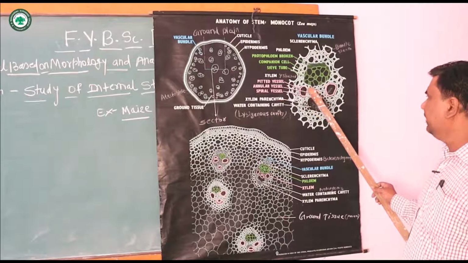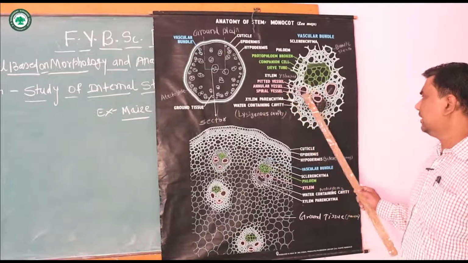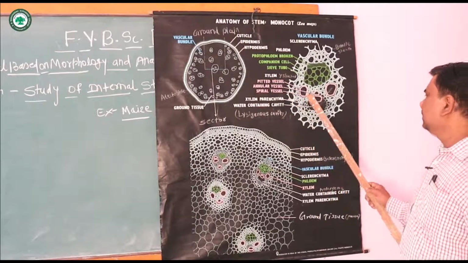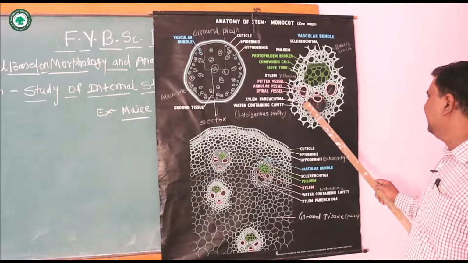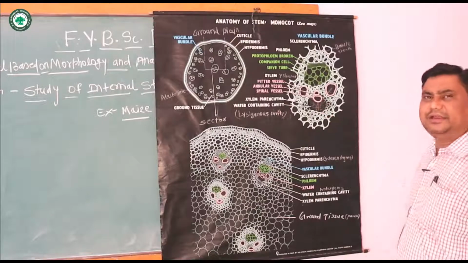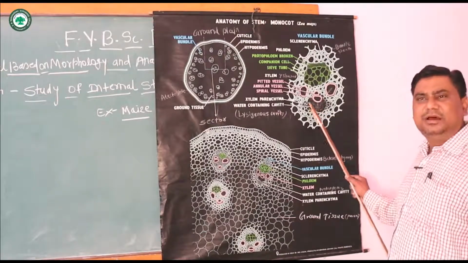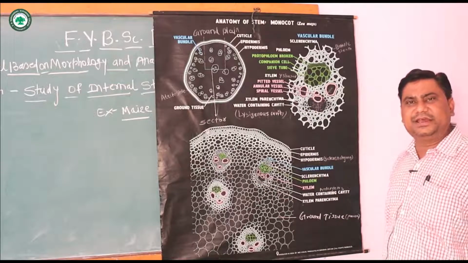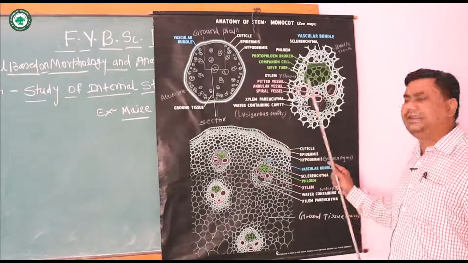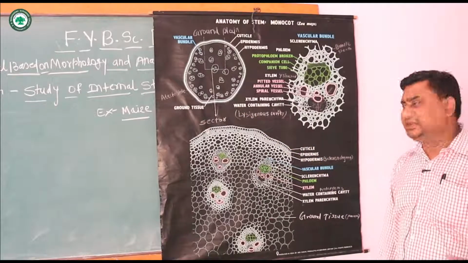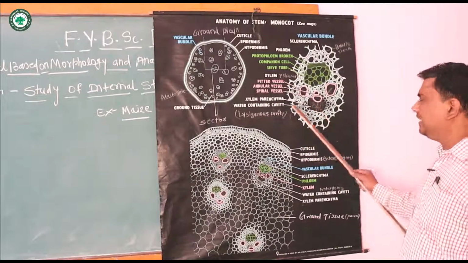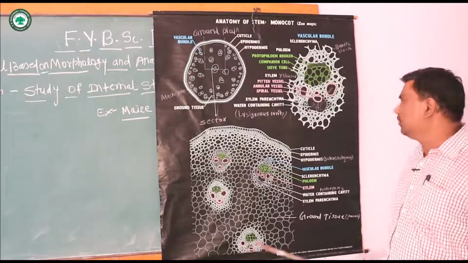The xylem is made up of vessels and tracheids. You can see here the pitted vessel, the annular vessel, and the spiral vessel. Here there is also the xylem parenchyma. You can see here the water containing cavity. Sometimes the protoxylem gets disintegrated and forms a cavity. That cavity we call the water containing cavity, or the lysigenous cavity. This cavity is formed by the disintegration of the protoxylem elements.